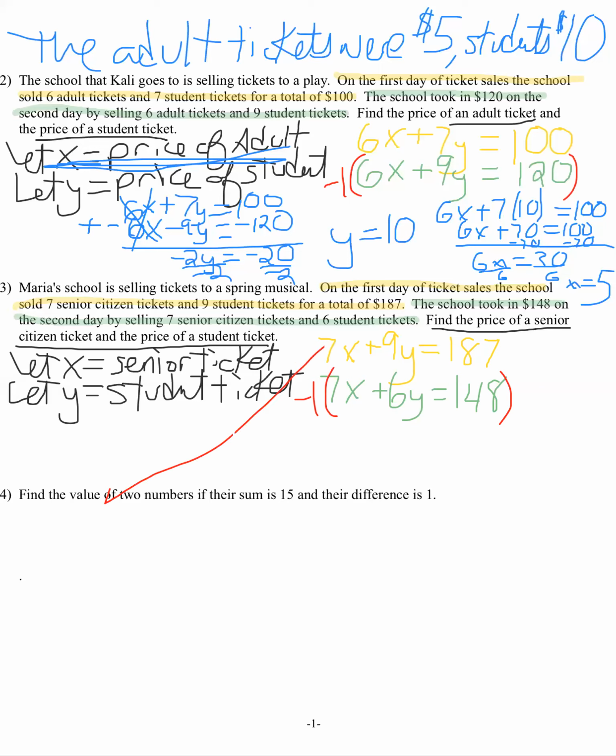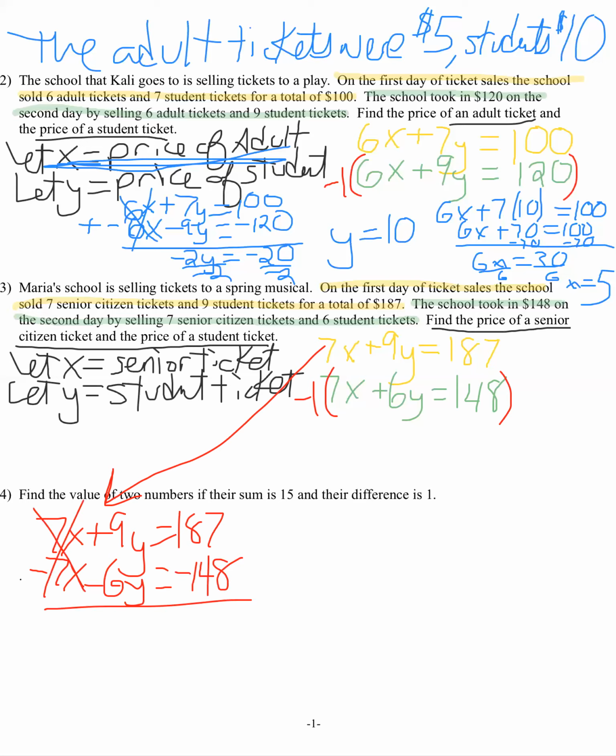Actually, I'm going to do it right down here. We already did number 4. So I'm just going to rewrite the yellow. 7X plus 9Y equals 187. And now I'll take the green and multiply by -1. So that's now -7X minus 6Y equals -148.